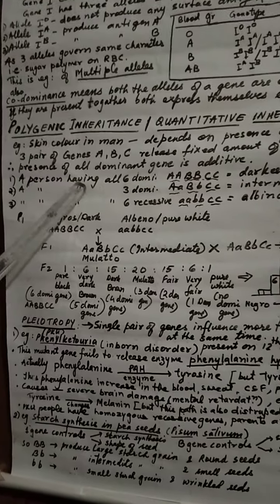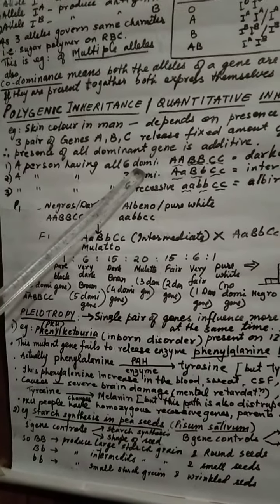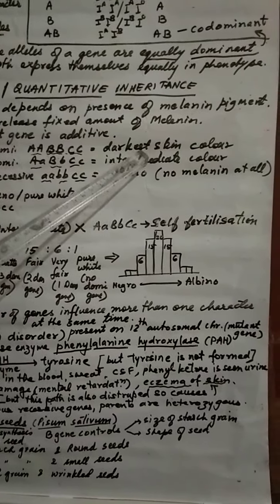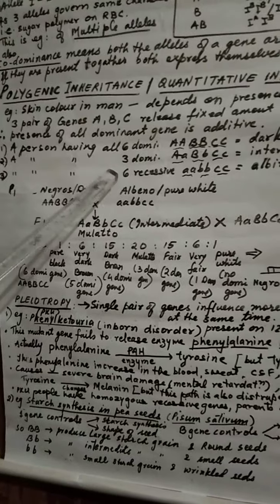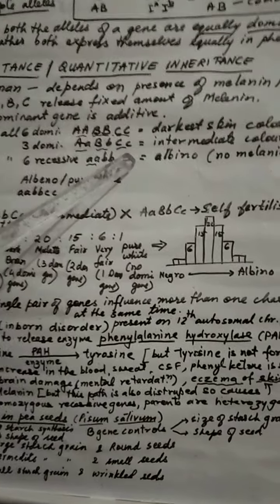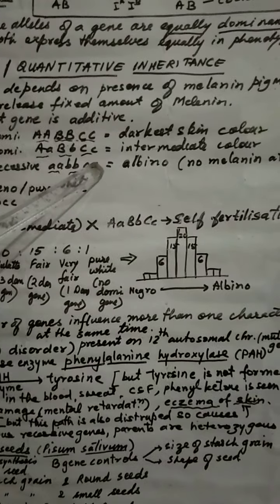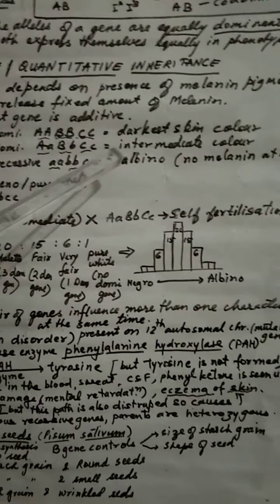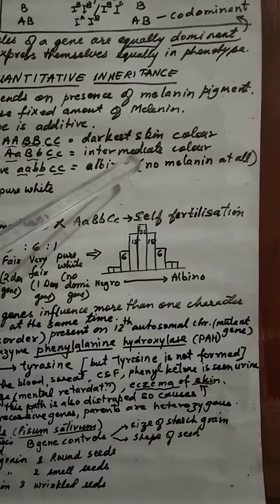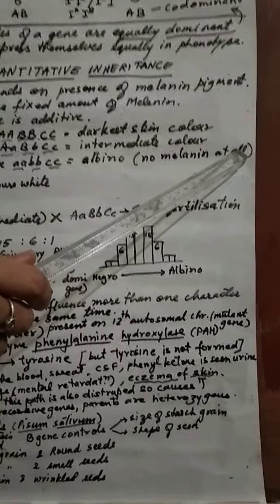If a person has only three dominant genes, that is capital A, small a, capital B, small b, capital C, small c, then the color is intermediate. Then let us see the third condition. If a person has all six recessive, that is small a, small b and small c, then there is no melanin pigment at all. So the condition will be albino.